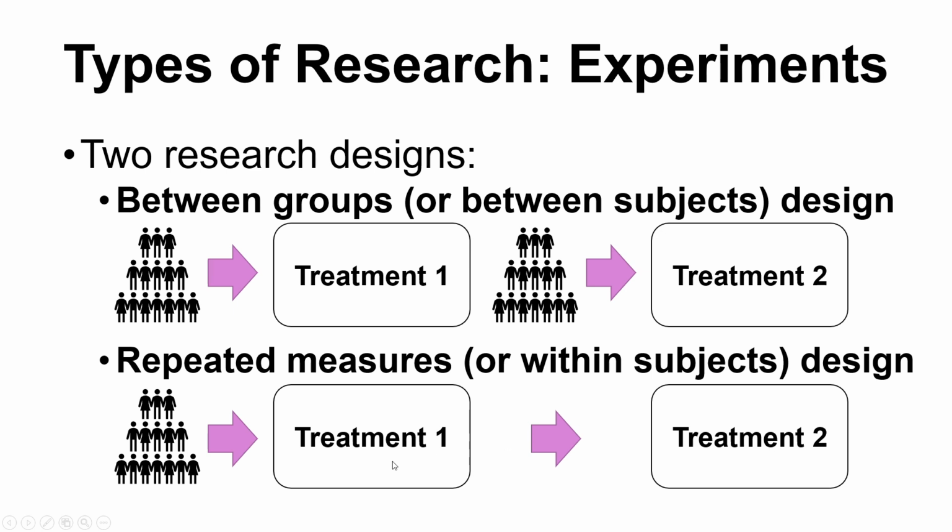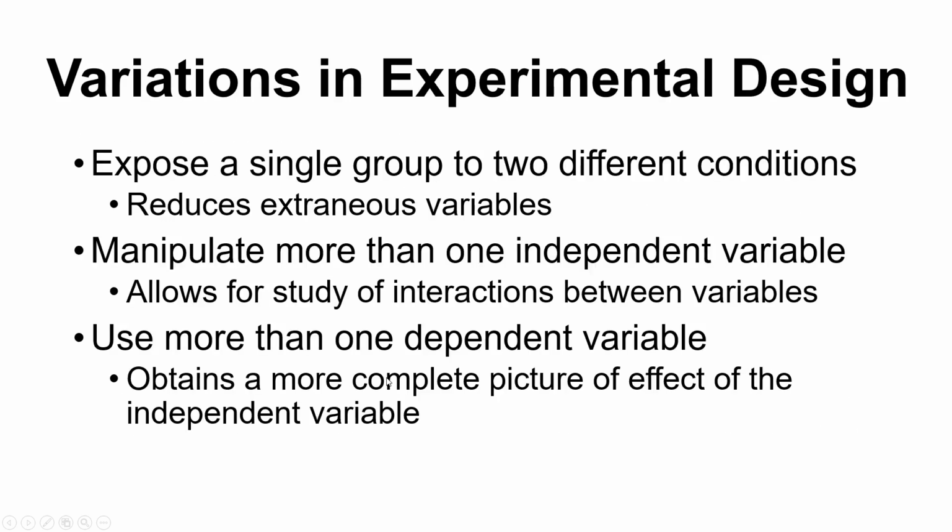And when you're doing this, you would typically do it so that some receive the experimental manipulation first, and then they would experience the placebo. And then some other people would get the placebo first and then the experimental treatment, just again to control for all of the extra variables that might happen. But this is one method of changing things up. So you can use a repeated measures design instead of just a between groups design.